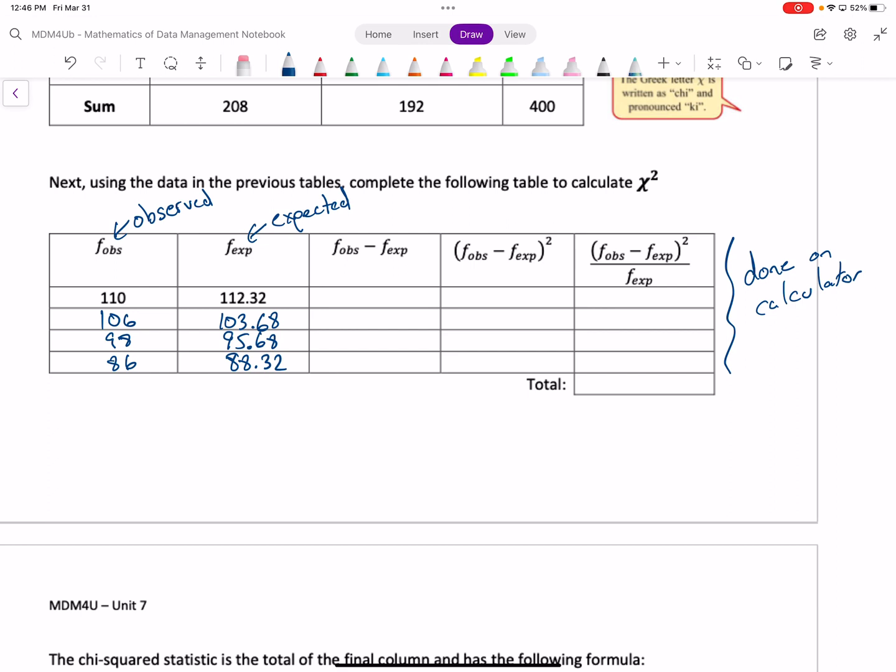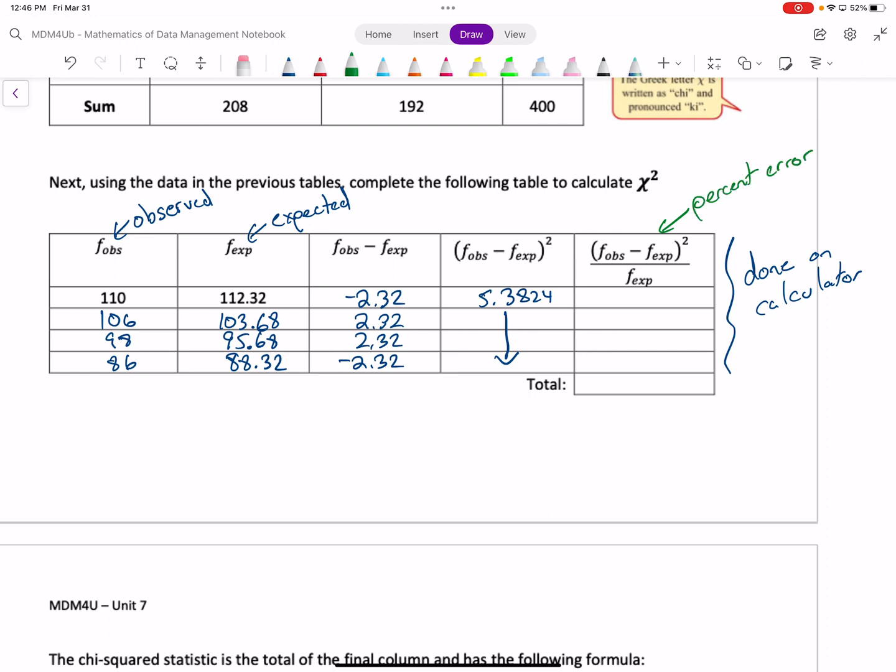So I would take the observed minus the expected, and some of these will be negative because the expected was above, and they actually end up being the same. To compensate for the fact that some are negative and some are positive, we square it. You end up with 5.3824, which is the same for all of these. It's really the last column that's important, and this measures the percent error between the observed and expected.